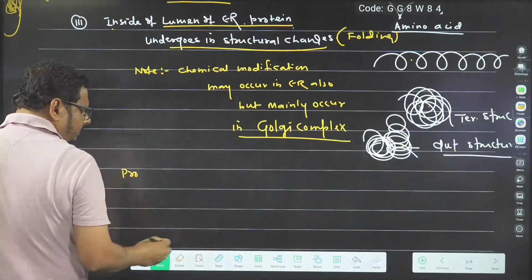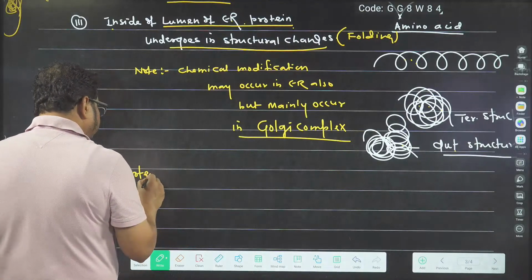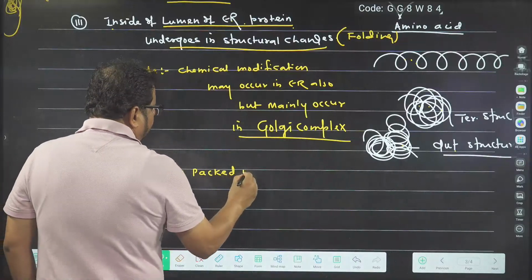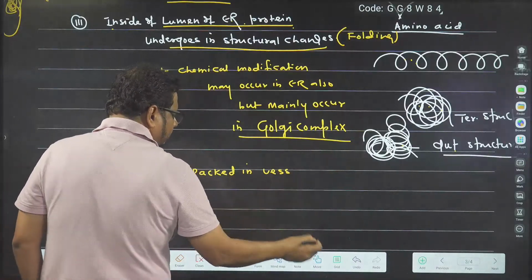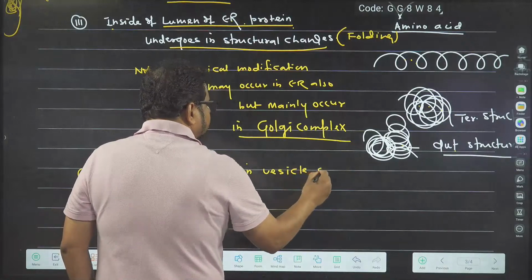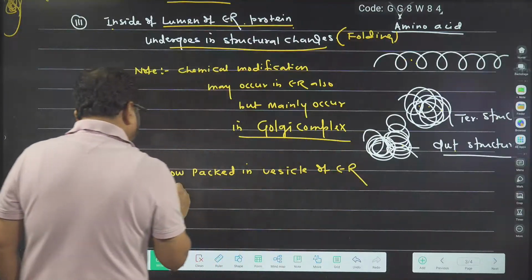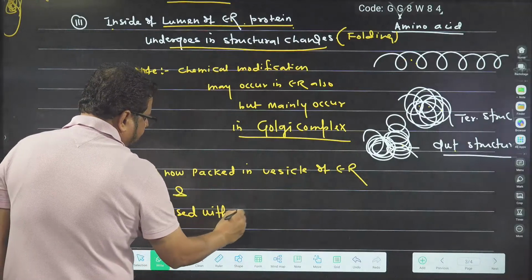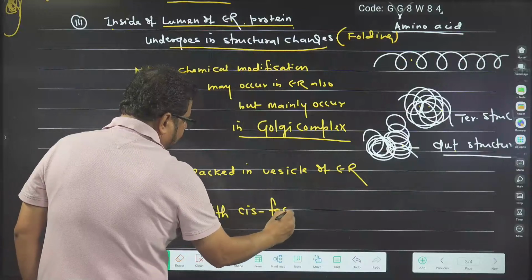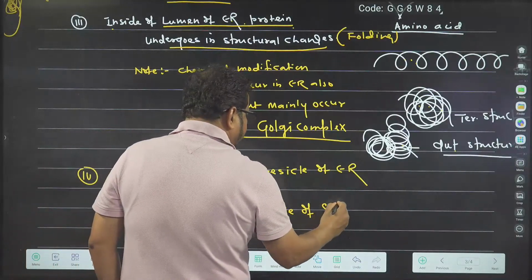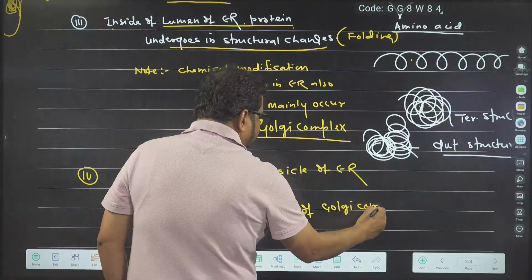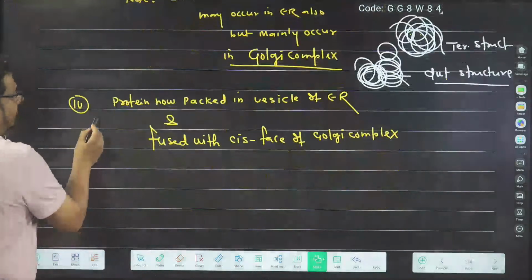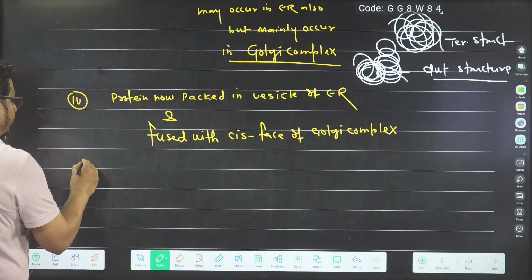Protein now packed in a vesicle of the ER and fused with the cis face of the Golgi complex. Fused with the cis face of the Golgi complex. Let me write, then I will explain. Now what happened? Fifth stage.